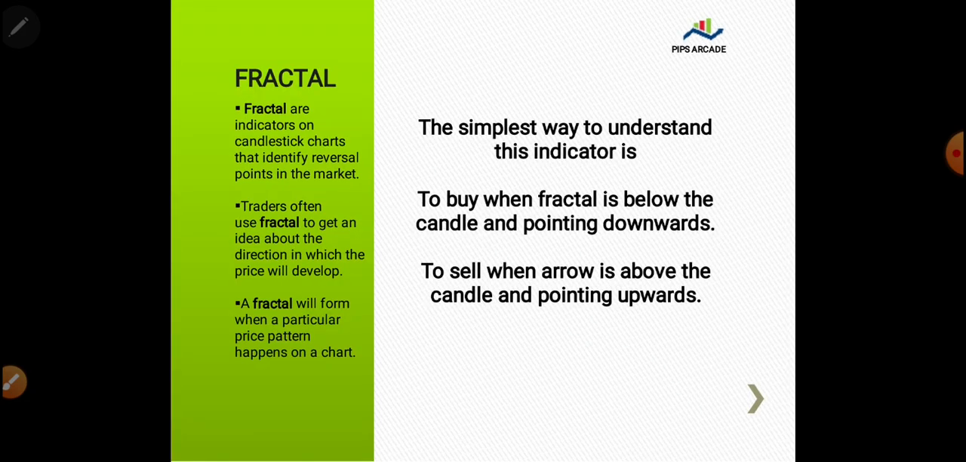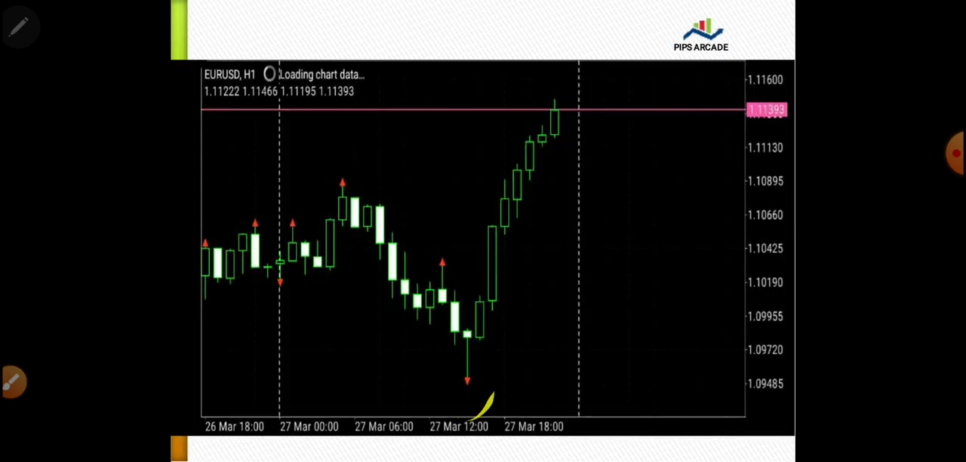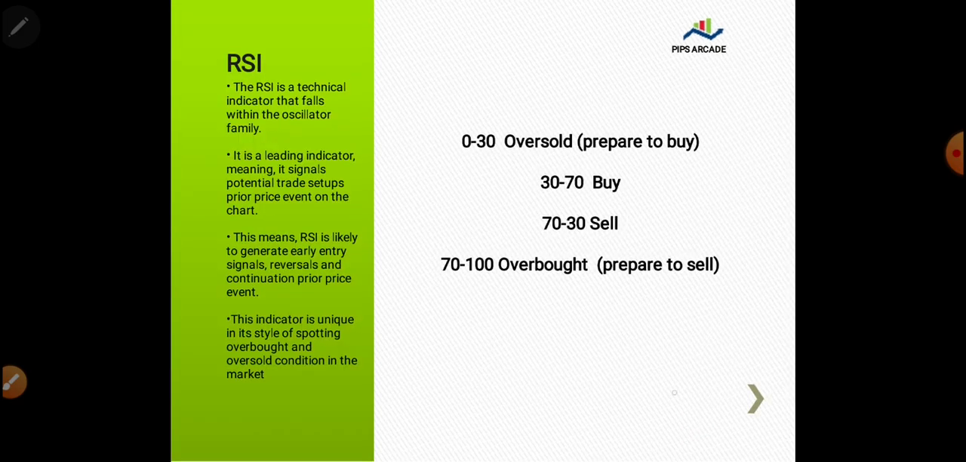Now fractal. You buy when the fractal is below the candle and pointing downwards. You sell when the arrow is above the candle and pointing upward. Traders often use fractals to get an idea about the direction in which the price will develop. The fractal will form when a particular price pattern happens on the chart. And this is an example of a fractal. So it's like an arrow. When it's pointing down, it's telling you to buy, and when it's pointing up, it's telling you to sell. That is that about the fractal.